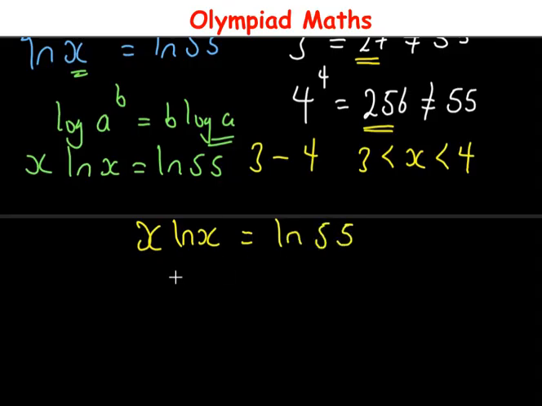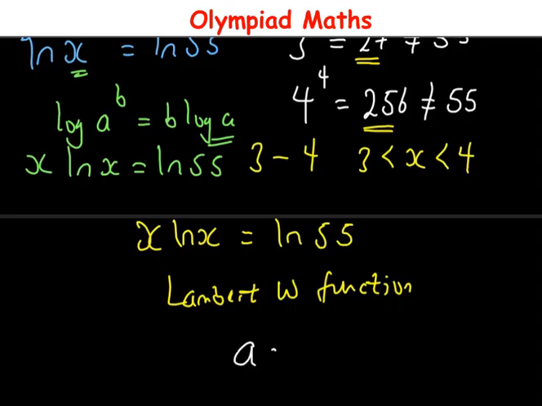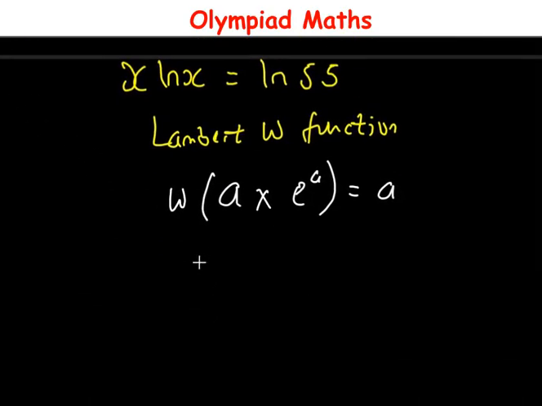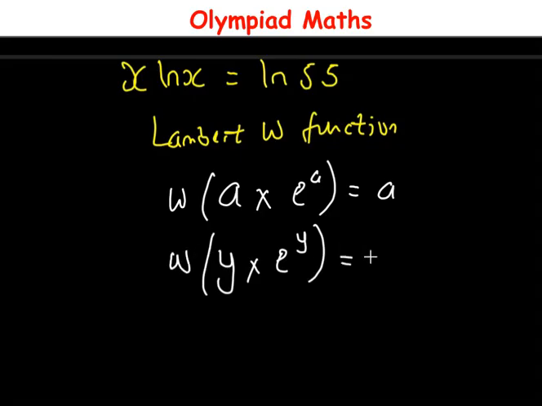Now at this junction, to solve this further, we're going to apply a function called the Lambert W function. This function is applied if you have an expression like this: if you have a times e raised to power a, and you apply the Lambert W function, what you will get is a. Same thing also, if you have an expression in this format, y times e raised to power y, if you apply the Lambert W function to this, what you will get is y.